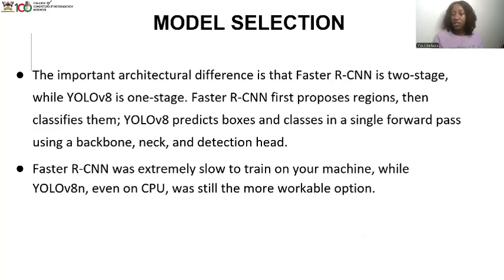Faster RCNN first proposes the regions, then classifies them, and that makes it a 2-stage detection model. Then YOLO V8 predicts boxes and classes in a single forward pass using backbone, neck, and detection head.